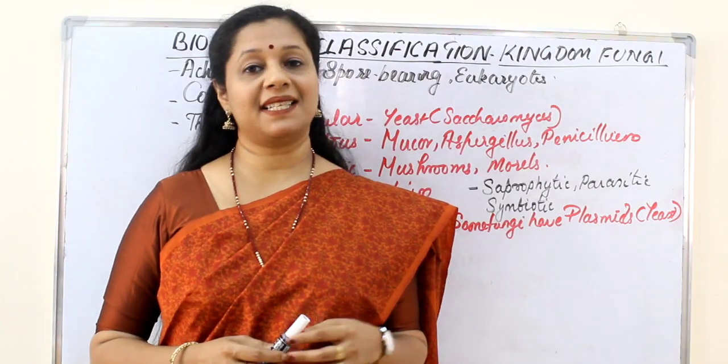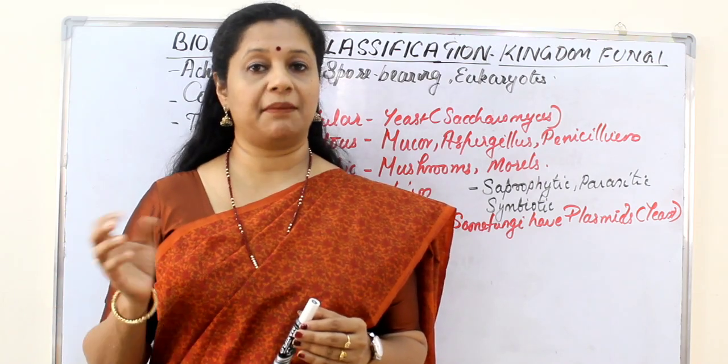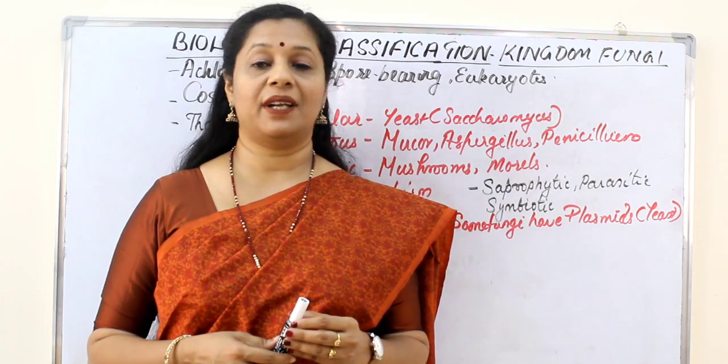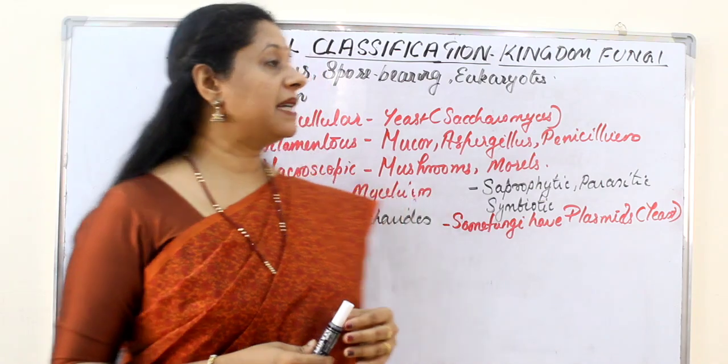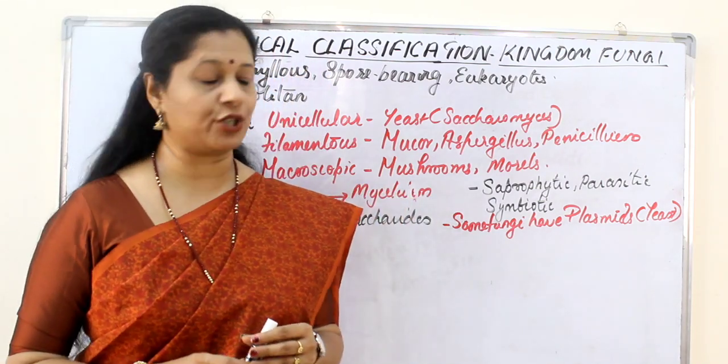Organisms that have a cell wall, but at the same time do not have an autotrophic mode of nutrition, that means they are heterotrophic, are included in Kingdom Fungi. So they are basically achlorophyllous, means they don't have chlorophyll, that's why they are not autotrophic.